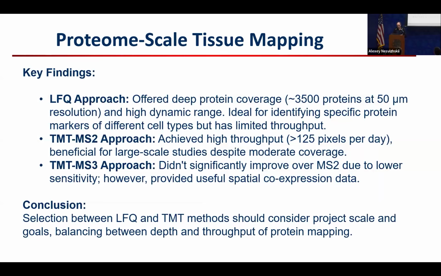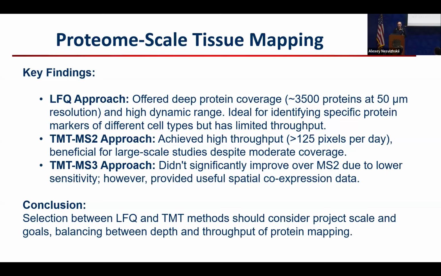So, just to summarize what they've done, and that's an interesting paper because the main conclusion is, of course, that the best method depends on what you're trying to achieve. But the label-free quantification with MS1-based quantification and match between runs actually offered deep protein coverage, 3 to 4,000 proteins. Again, this is not single cell, this is spatial proteomics analysis, but it had a really great dynamic range, and it was really great for quantifying specific markers. Of course, at the expense of relatively limited throughput.